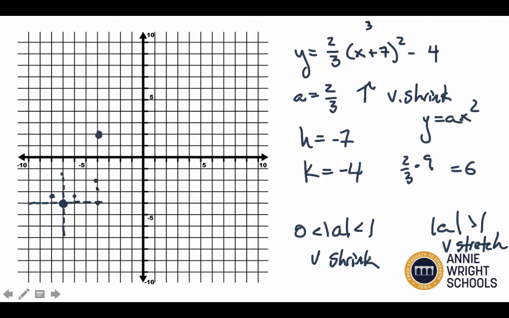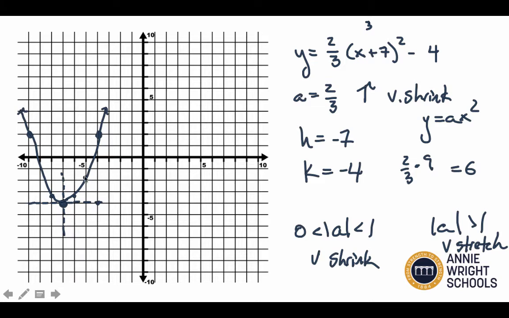Now I'm going to use symmetry to get this other point. Back 1, 2, 3, and up 6. So I've got this nice symmetry, remember, so I don't have to do too much work. And now I can plot this quadratic function that looks like this.